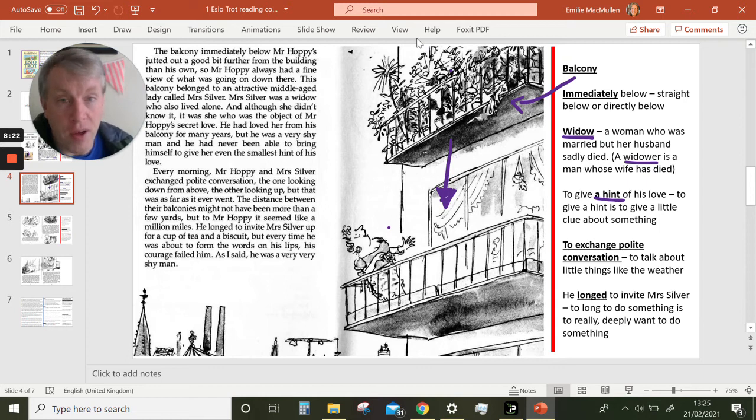And the two of them would stand on their balconies and exchange polite conversation. To exchange polite conversation here means to talk about little things like the weather. And Mr. Hoppy longed to invite Mrs. Silver. To long to do something is to really, deeply want to do something.